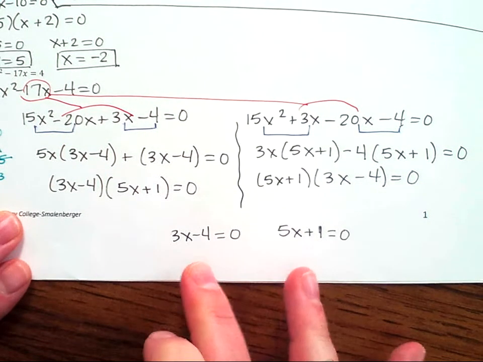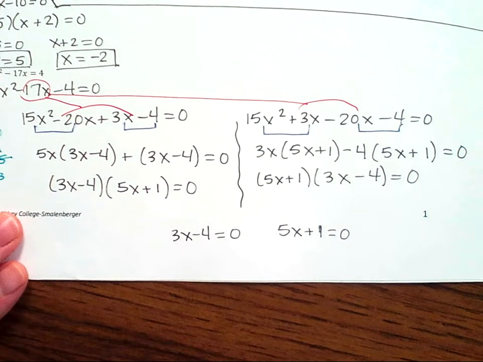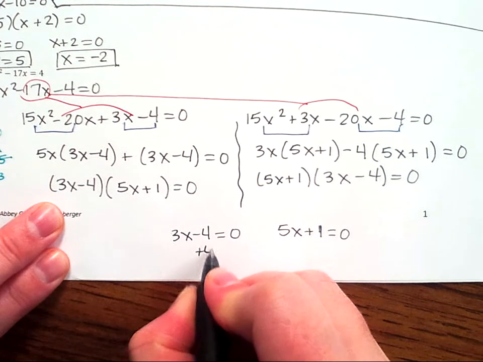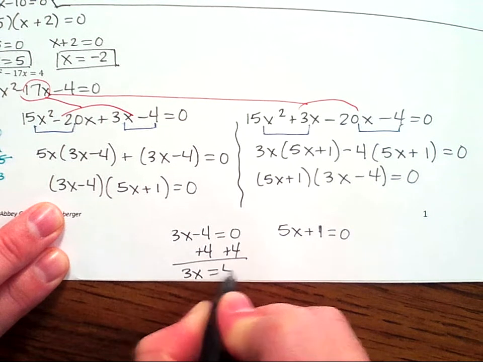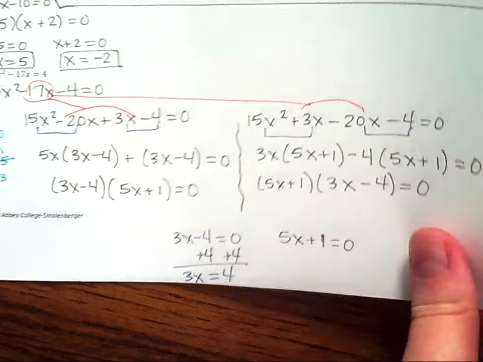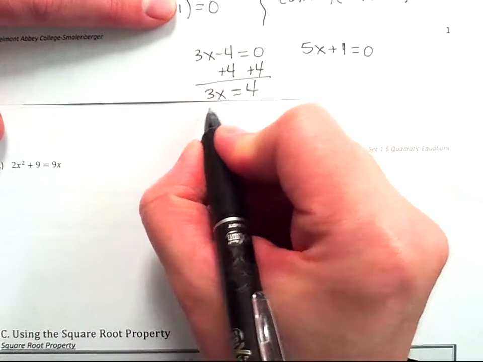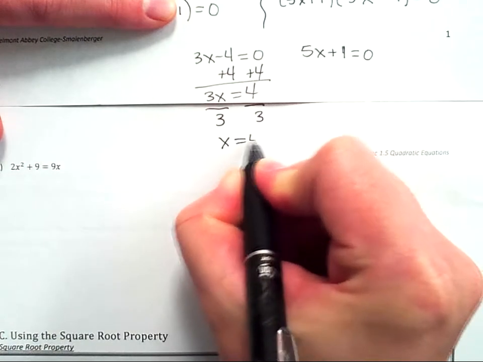So now again, I'm solving 2 separate linear equations, and I can do that just the way we did it before, right? Get everything without an x on one side, everything with an x on the other side, and then divide. So here I'll add 4 to both sides, and I get 3x equals 4. Then I divide both sides by 3, and I get x equals 4 over 3.